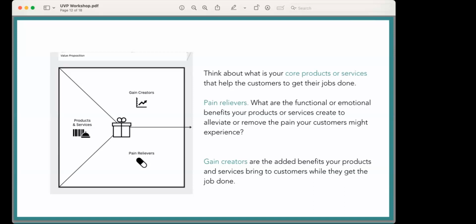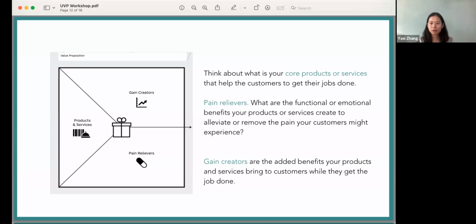Hello, Yasi. I have one question. Should we focus on one of these three options, or should we find those three values for our products? No, thank you. It's a very good question.